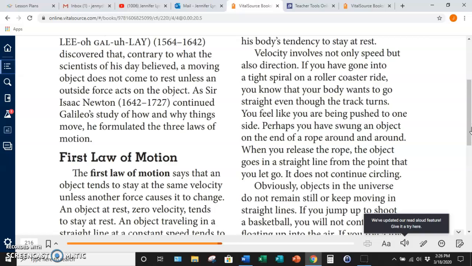Perhaps you have swung an object on the end of a rope, round and around. When you release the rope, the object goes in a straight line from the point that you let it go.